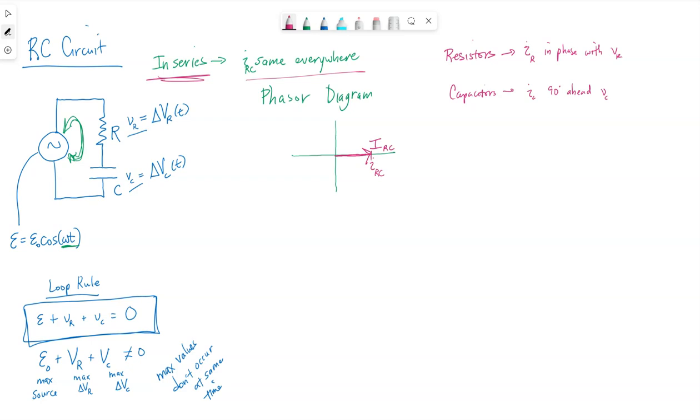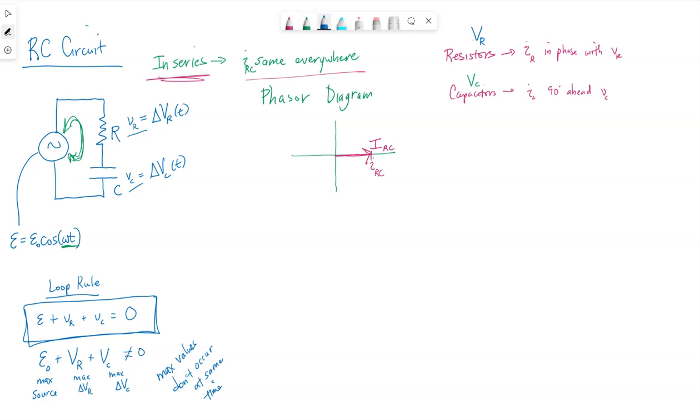Okay, what I want to do next is draw a phasor that represents capital V sub R, meaning the maximum value the resistor's voltage would be. And then I want to draw another phasor that represents capital V sub C, meaning the peak value or maximum value of the voltage across the capacitor.